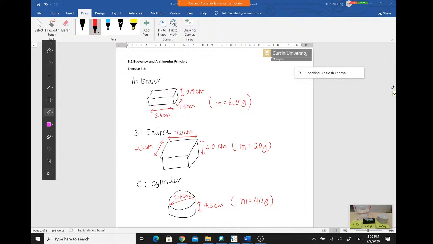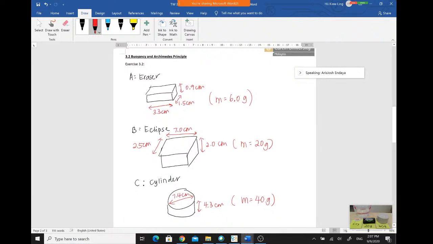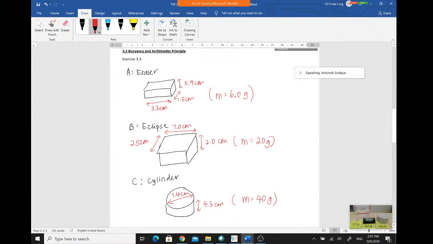For the conclusion part, my view is that both the Eclipse and the cylinder have hollow spaces. They have like half space in between, so it doesn't really put much weight to come down, I guess. So that's why it floats. While the composition of the eraser is kind of solid, and when it sinks down, the whole weight of it comes down. Yes, you are somewhere there.